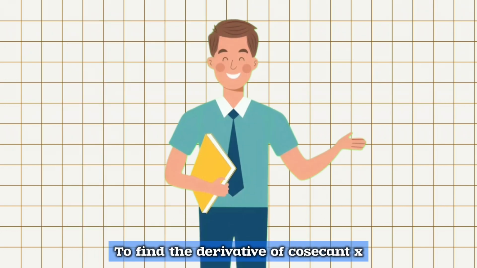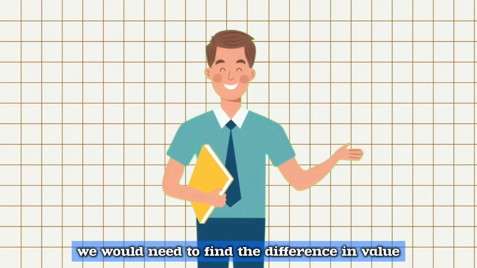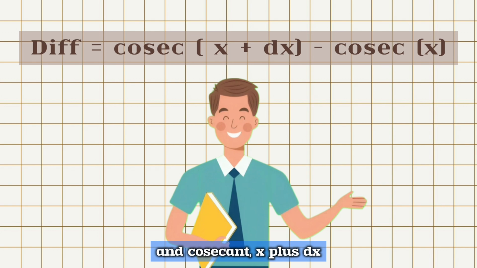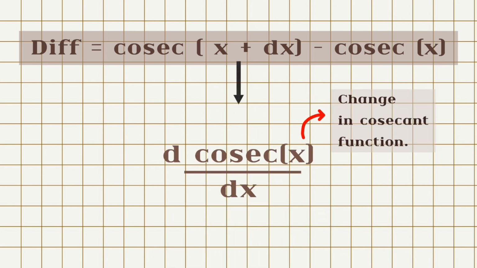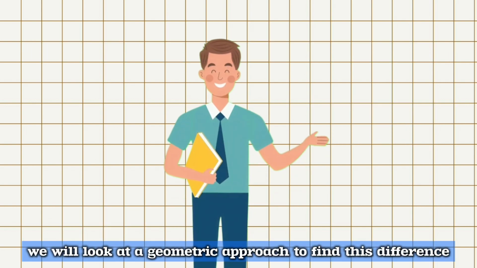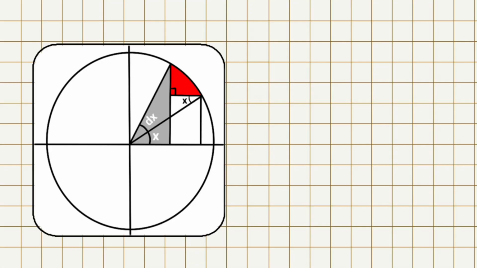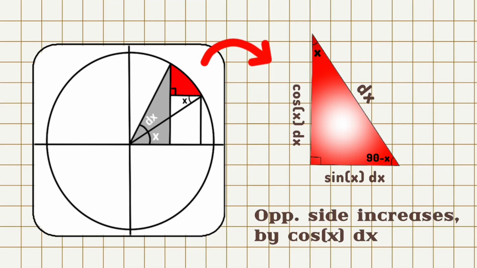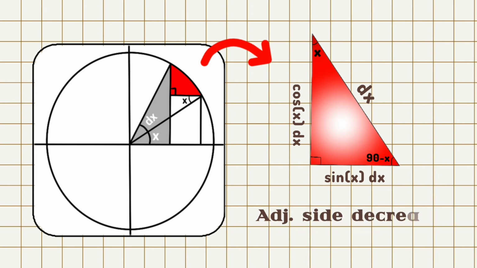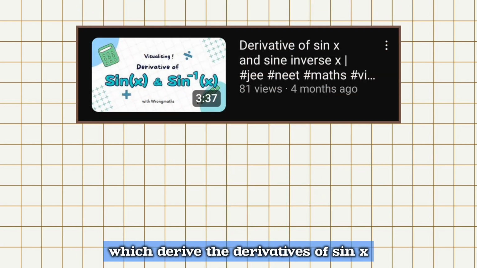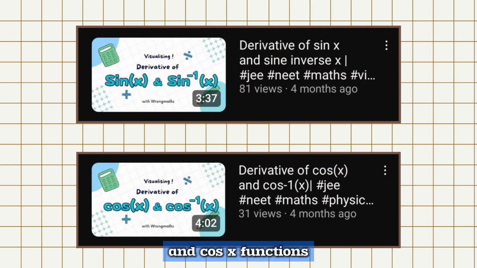sine x. To find the derivative of cosecant x, we would need to find the difference in value between cosecant x and cosecant x plus dx, which gives the change in value of the function cosecant for a small change in the value of angle x. We will look at a geometric approach to find this difference. We can see that using basic rules of geometry, we can show that the opposite side increases by cos x multiplied by dx, and the adjacent side decreases by sine x multiplied by dx. If you are interested in a detailed proof of this, then check out these videos which derive the derivatives of sine x and cos x functions.